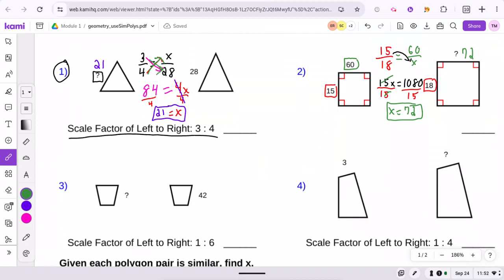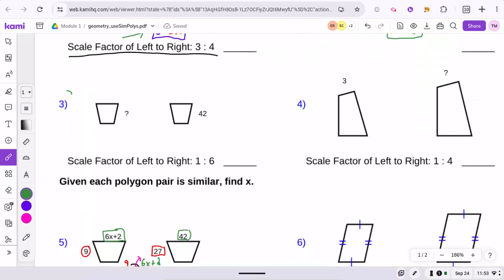The main difference here is one side is missing. This side was missing. This is the answer. I got 21 at the end. But originally I put an X because I did not know that number. So I cross multiplied. I got 84 here. And of course I got 4X on this side. So I divided by 4 on both sides, and I got the answer of 21.